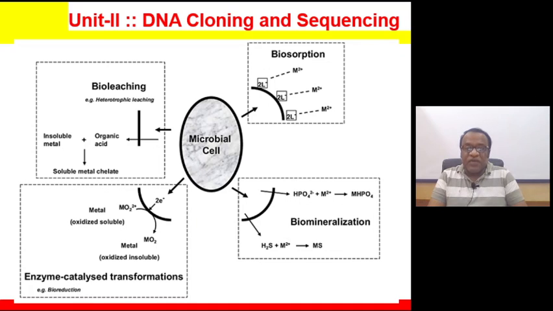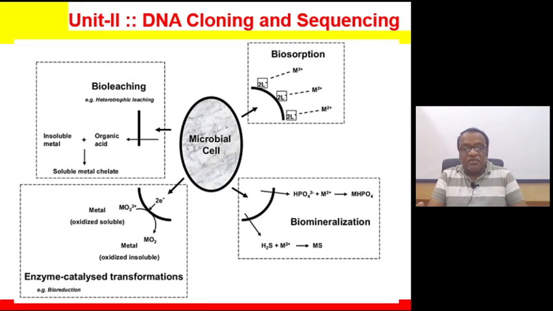And next we have biomineralization, where heavy metal immobilization occurs through the formation of insoluble sulfides or polymeric complexes. And then there is transformation, that is intracellular accumulation and enzyme-catalyzed transformation, that is, redox reactions. So I have picked four important ways or mechanisms by which microbial cells act upon heavy metals.